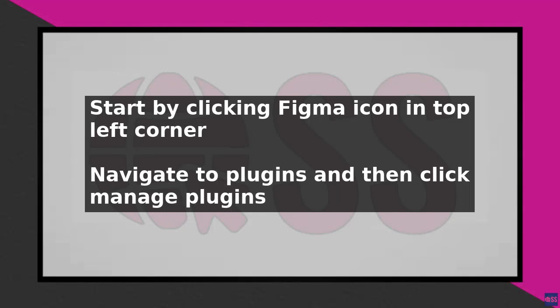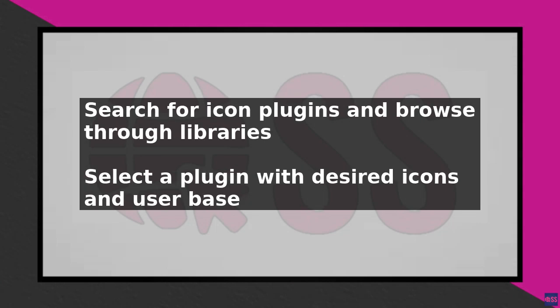To add icons in Figma, start by clicking on the Figma icon in the top left corner, which will bring up a drop-down menu. From there, navigate to Plugins and then click on Manage Plugins. This will allow you to search for various plugins, and typing in icon will yield a range of options.